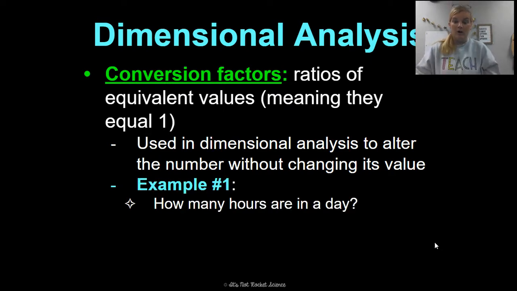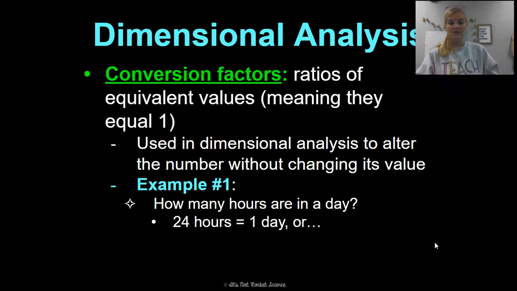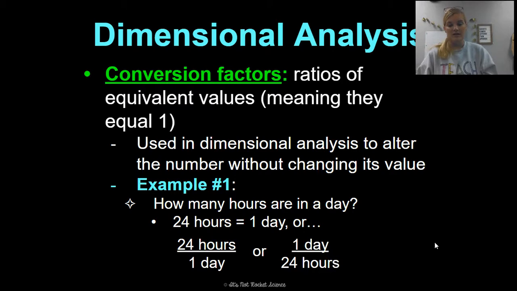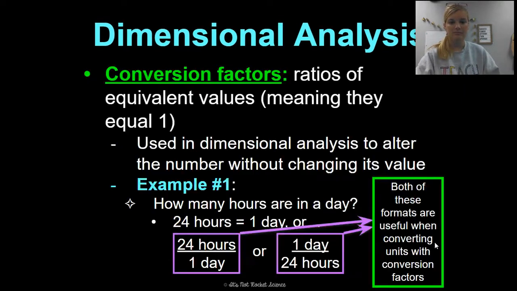So how many hours are in a day? That would be one example of these. So we have 24 hours in a day, or 24 hours over 1 day. It's the same idea that we were doing before, but we just have different numbers. We could also say that 1 day over 24 hours is the same thing because they both equal 1. So it just depends on how we want to set up our problem for what units we want to cancel out. There's that note if you want to write that down.